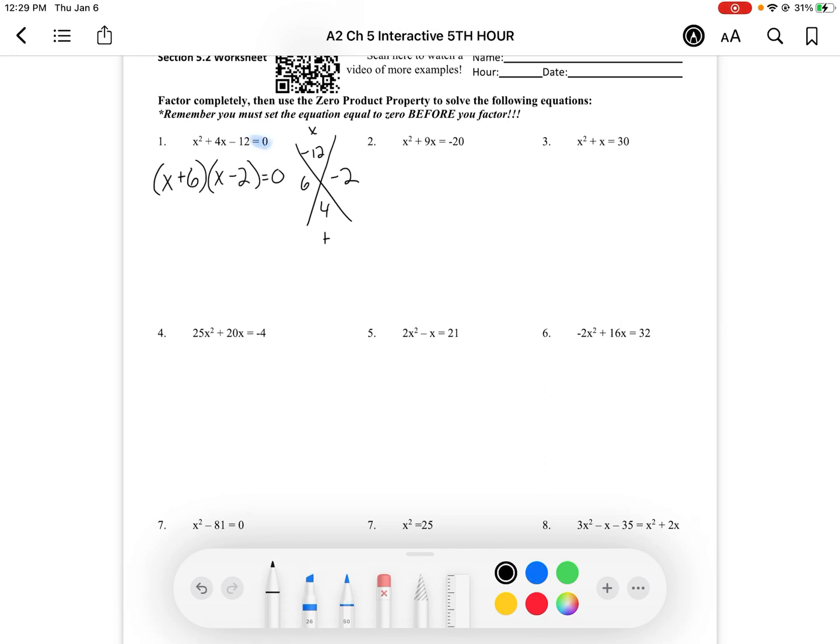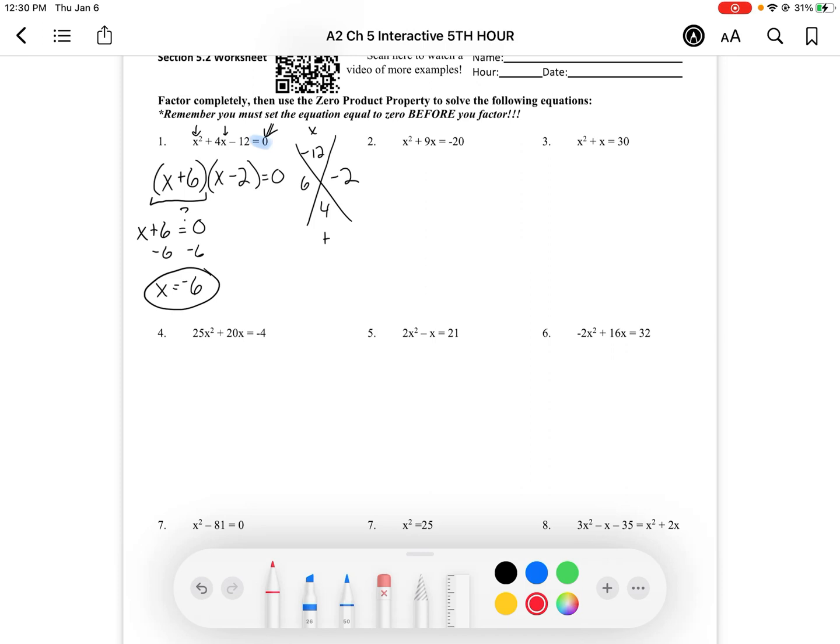But now that it's in factored form, I can use the zero product property and it gives me the solutions super easily. So what makes this factor, x plus 6, equal 0? I'll solve for x. It'd be negative 6. What that means, folks, is if you plugged in negative 6 for x in this equation, and you squared it, and you added that with 4 times 6, and you subtracted 12, plug it in your calculator, you'll get a 0 out. That makes the left side equal to the right side.